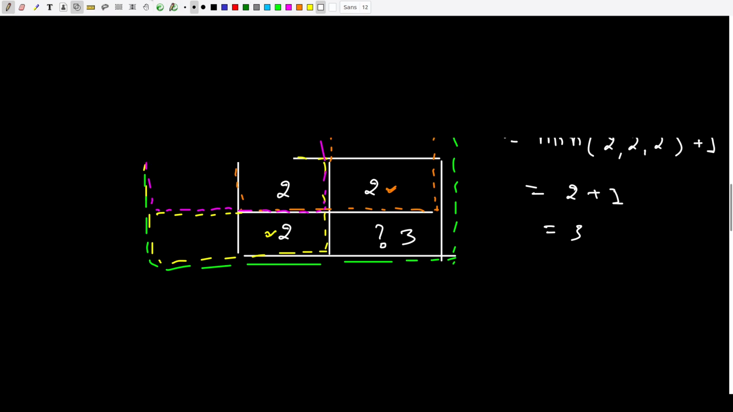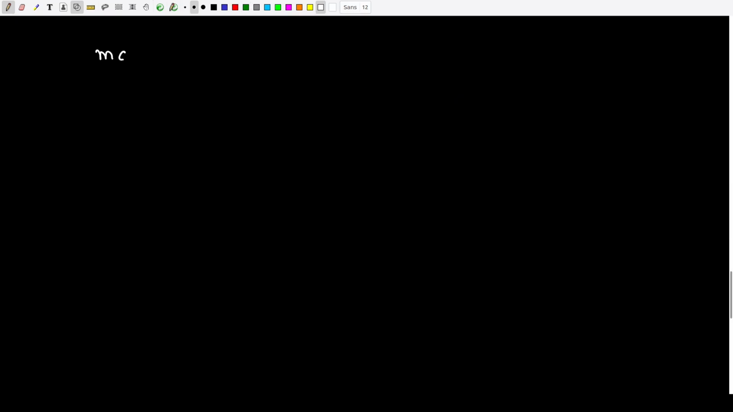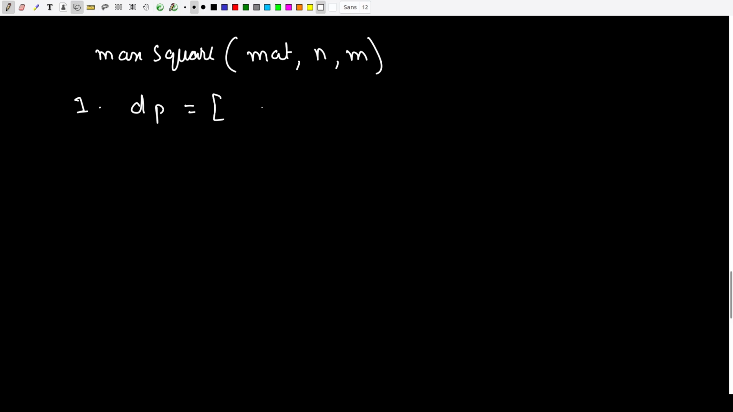Now let us discuss the pseudocode of this problem. So we want to find out max square, and a matrix, a two-dimensional matrix, is given to us, with n rows and m columns. Now the first thing which we are going to do is initialize a dp table of dimension n by m, and we will have our answer value with us, and the initial value is 0.